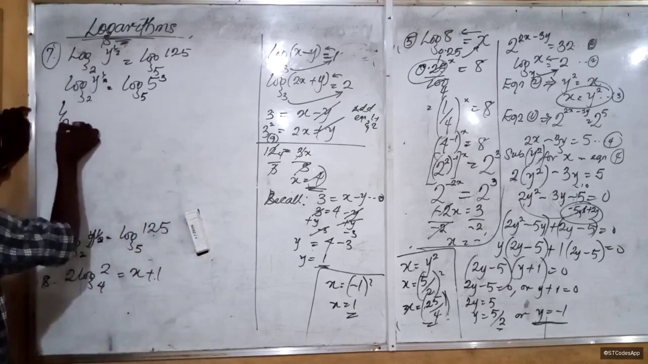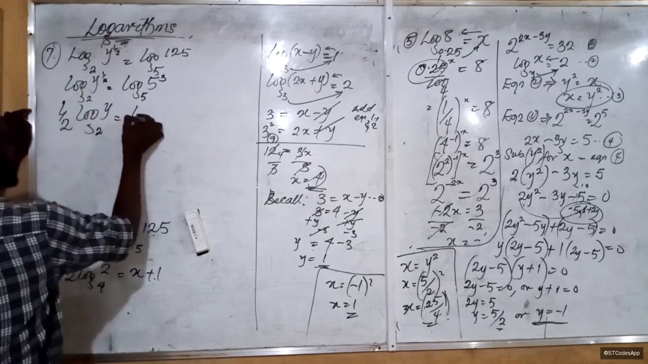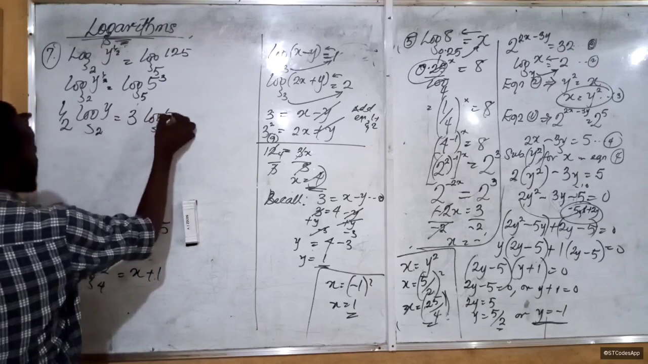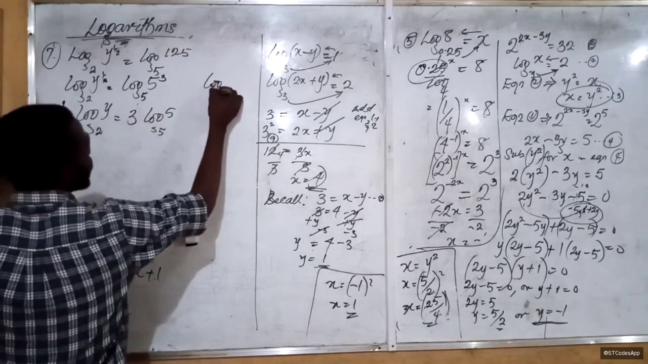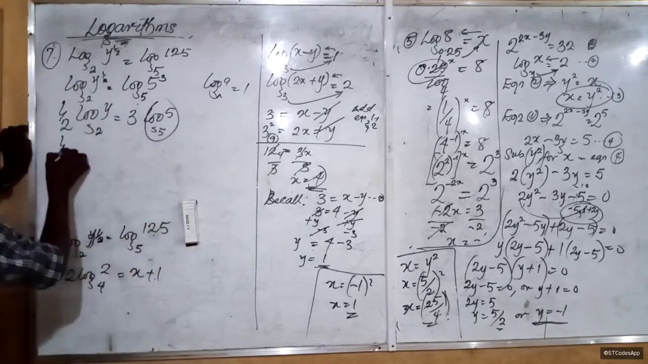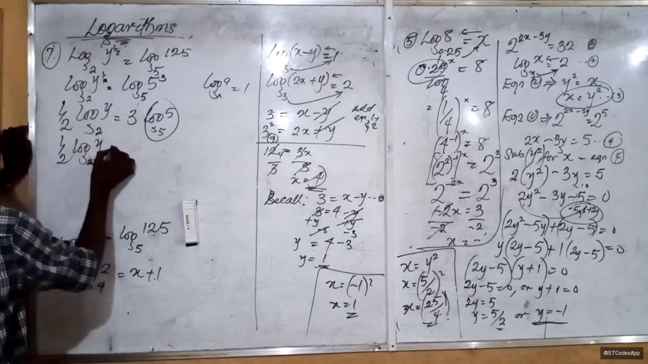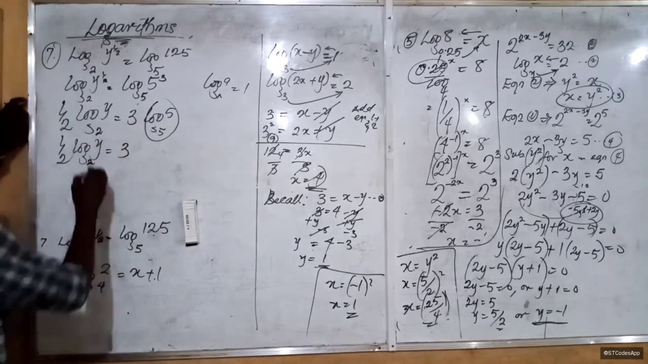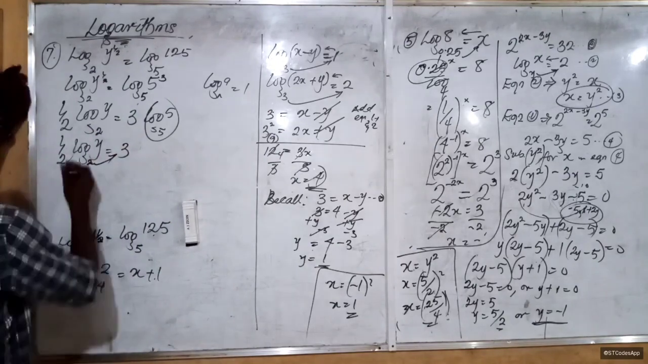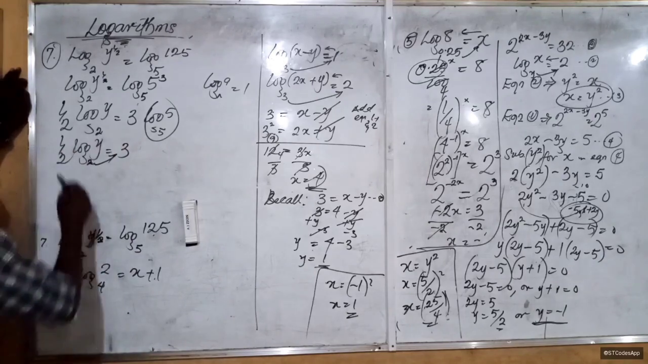So now this power can come to the front. So we have half of log y to the base of 2 is equal to, the power can also come to the front here, minus 3 log 5 base 5. Recall that log a base a is equal to 1, right? So this becomes 1. So I have half of log y to the base of 2 is equal to minus 3 alone here. So this guy can kick this guy. Now we will have to return this guy here.